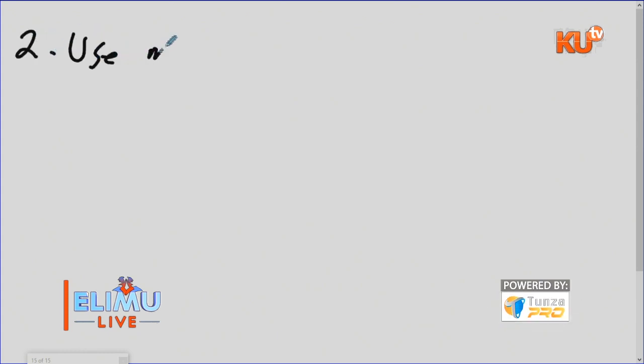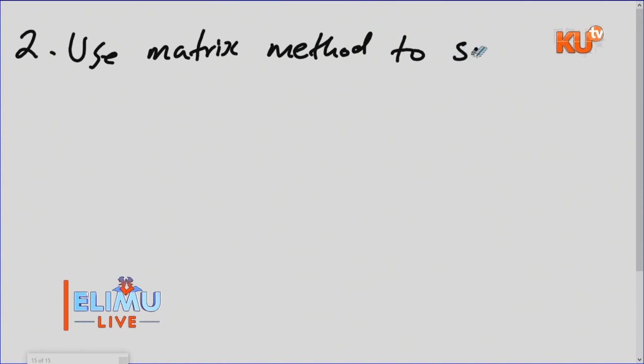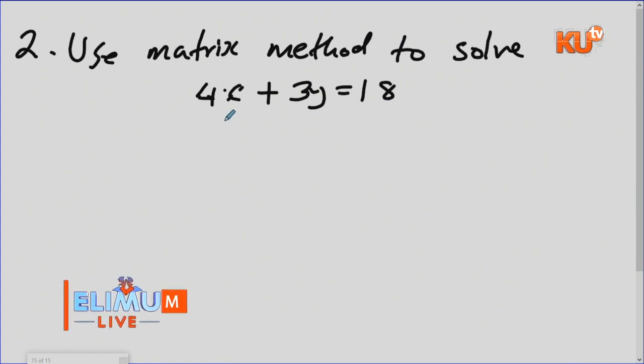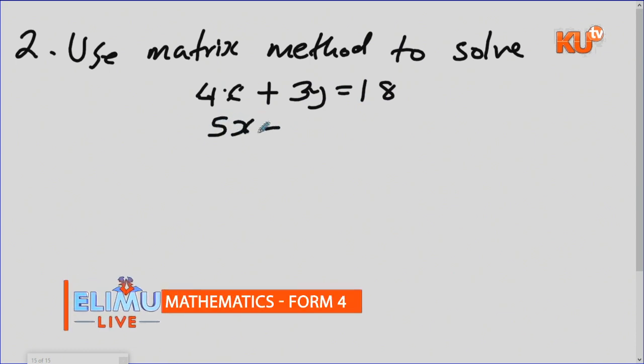And so if you are told, that is number 2, to use the matrix method to solve: 4x plus 3y is equal to 18, and then we have 5x minus 2y is equal to 11. Now, any student who can try this?